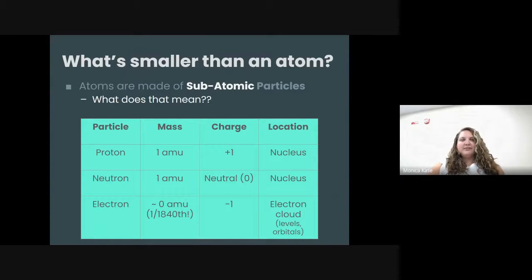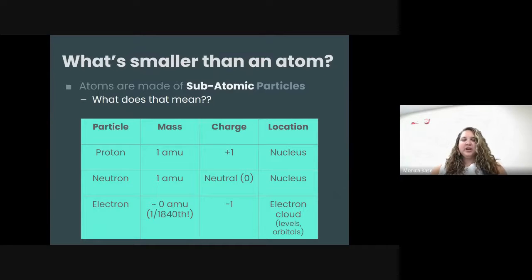Protons have a mass of 1 AMU and have a 1+ charge, a positive charge. Its location is in the nucleus along with the neutron. A neutron is considered neutral, so it has a 0 charge, and it has a mass of 1 AMU as well. We also have electrons as a subatomic particle.